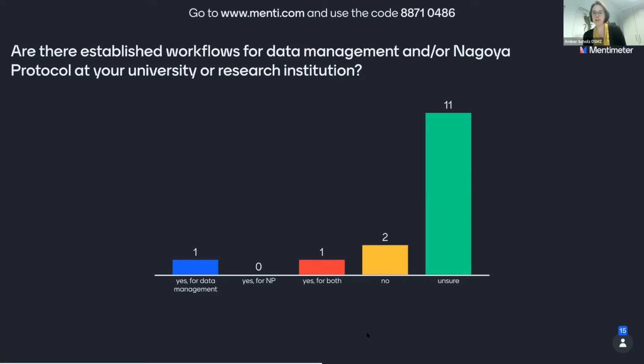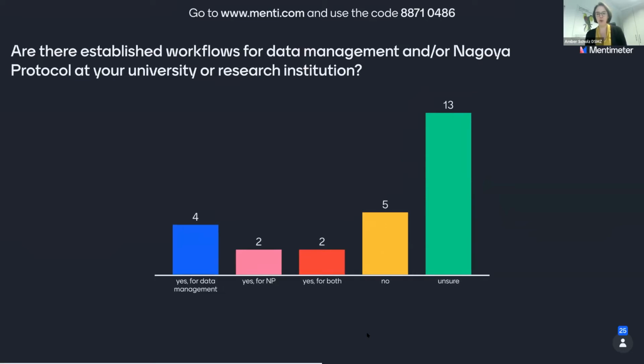So I see 15 participants in so far. A lot of unsureness, insecurity about whether or not your institute has Nagoya Protocol or data management procedures or workflows in place so far. Great. And again, thank you. I see about a quarter of participants. The easier the question, the easier it is to jump into the survey, I notice, because you only have to click one button.